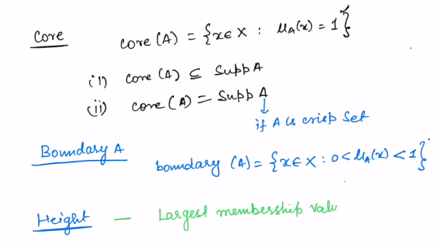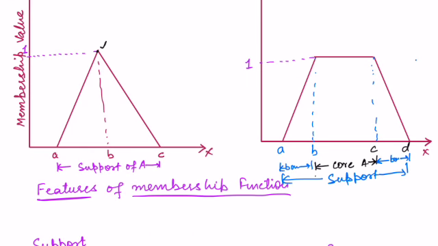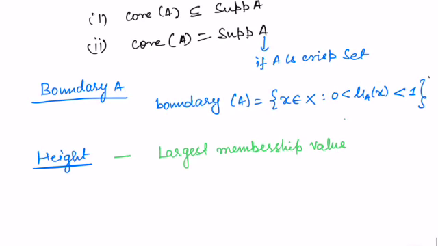While drawing triangular and trapezoidal fuzzy sets, we assume that it takes value 1 here also and here also. So in this case, the height is always 1. If we want to represent the height, this will be the height of the fuzzy set. In this case, the height is 1. In some other cases, the height might be less than 1. Okay, so the next feature is crossover point.